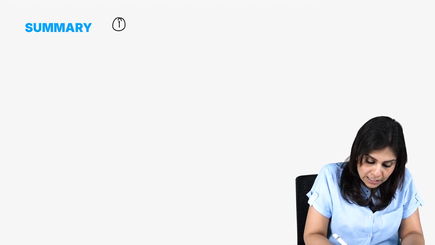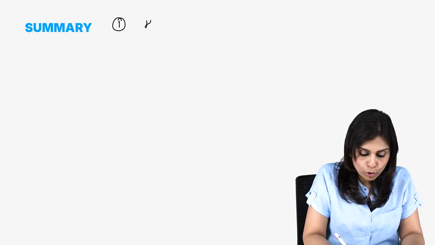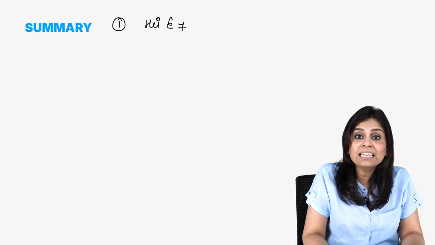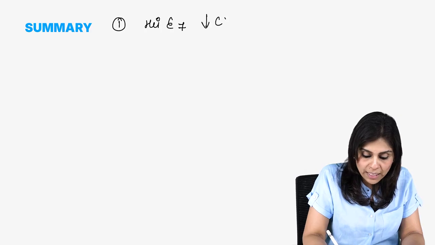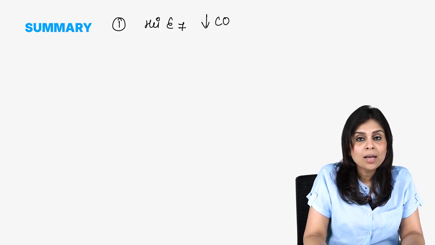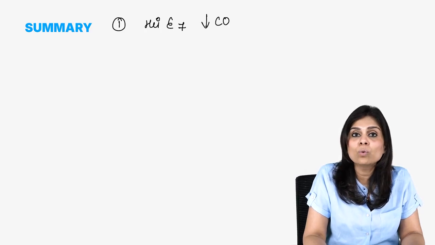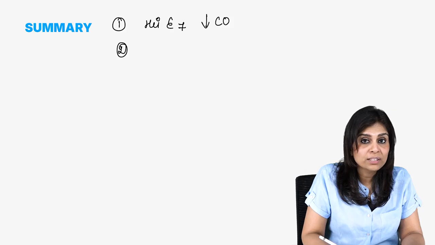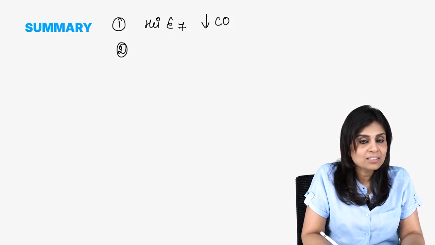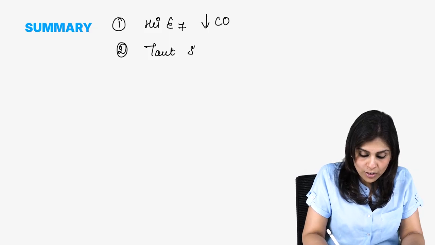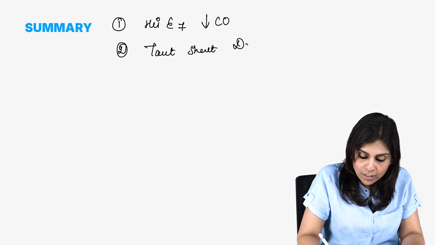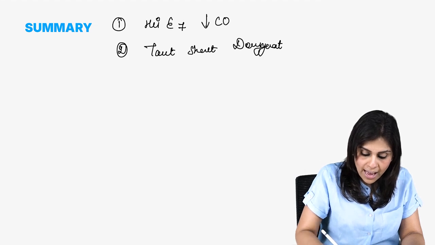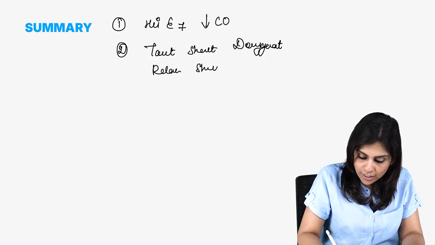To summarize all that we have discussed so far, myoglobin is a monomer, hemoglobin is a tetramer. In myoglobin and in hemoglobin, histidine E7 provides a hindered environment because of which we escape from carbon monoxide poisoning, because histidine E7 does not allow carbon monoxide to bind. Second fact that I told you is about the taut structure and relaxed structure. Hemoglobin exhibits taut structure and relaxed structure. Taut structure favors deoxygenation and relaxed structure favors oxygenation.